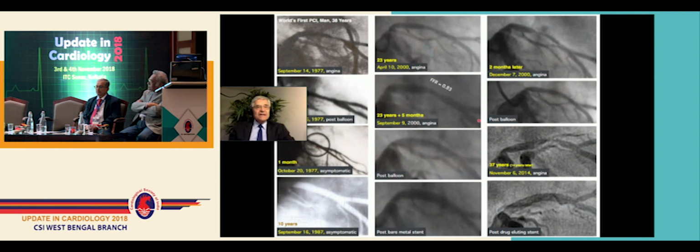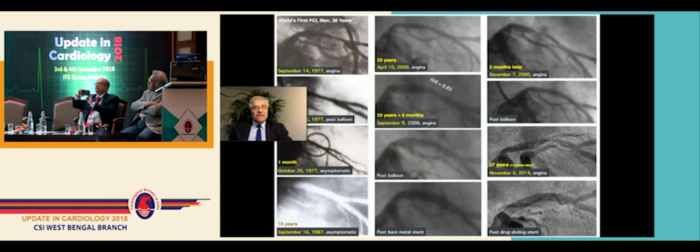This was in 1977 on September 14, when a radiologist, whose name has been lost in the meantime, did this coronary angiogram, and he had a severe LAD stenosis. I had the chance, and serendipity let me take care of him at the time as a young doctor.